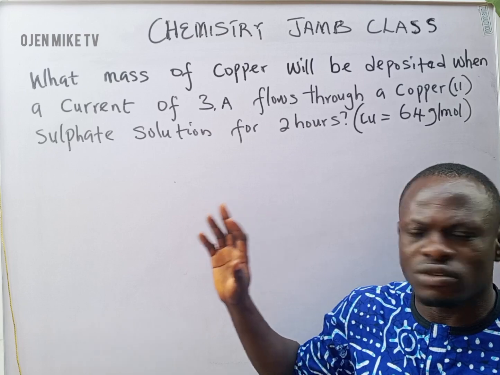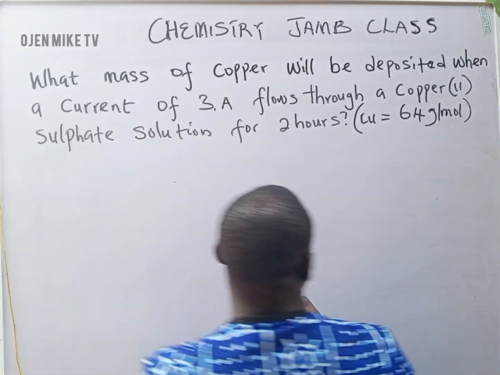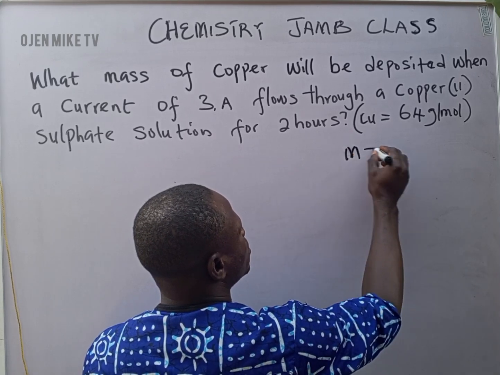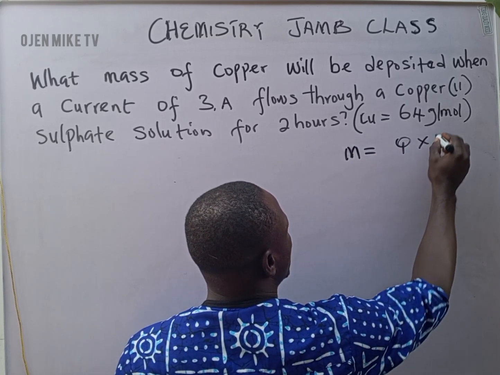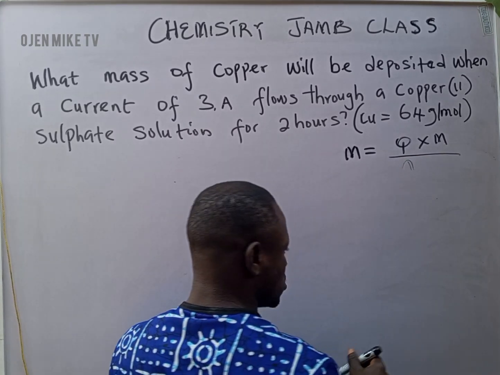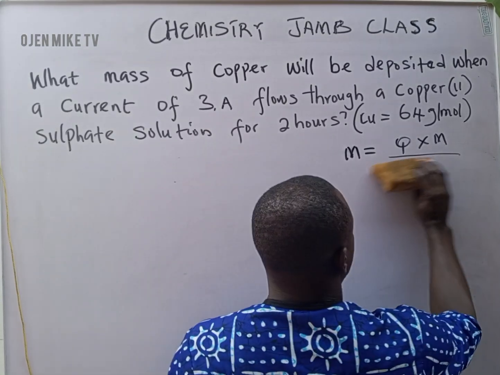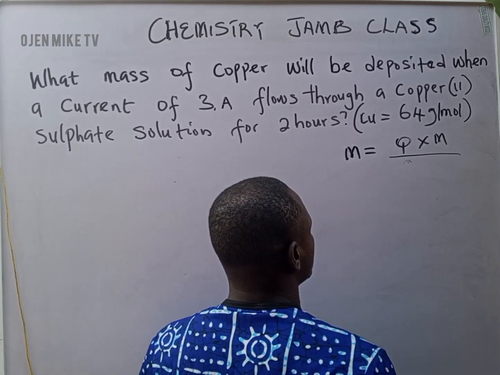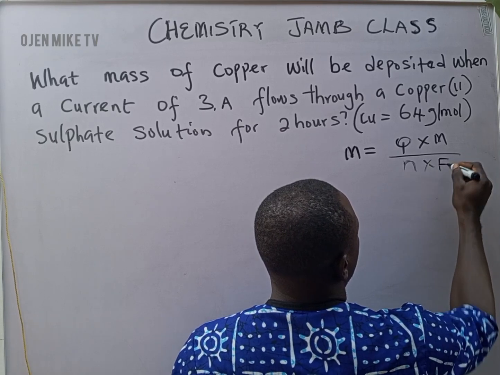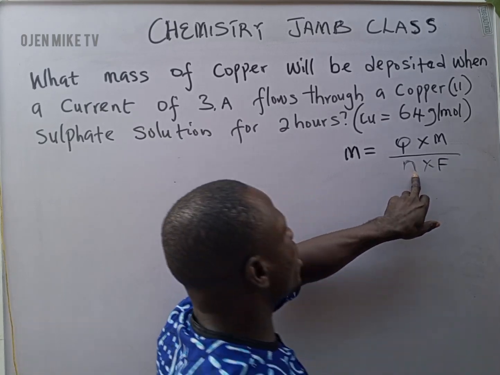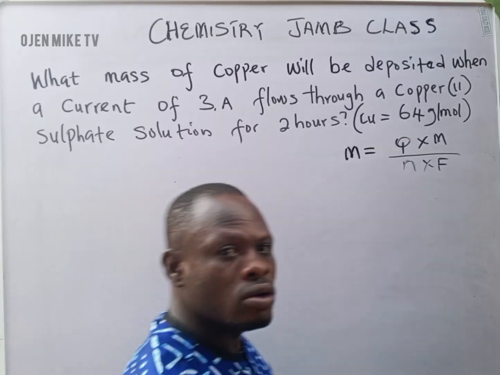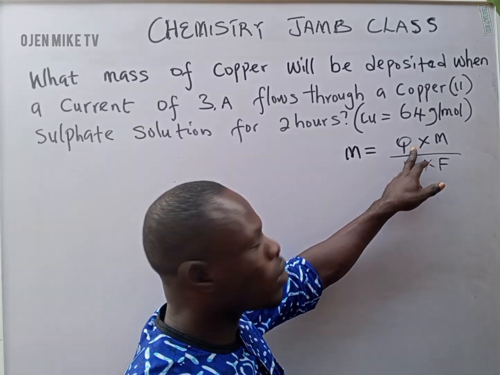Anytime you are asked to calculate mass in Faraday's law, use this formula. Mass is equal to quantity times molar mass, all over oxidation number of that particular element, times Faraday. What do we do next? You must find your quantity.